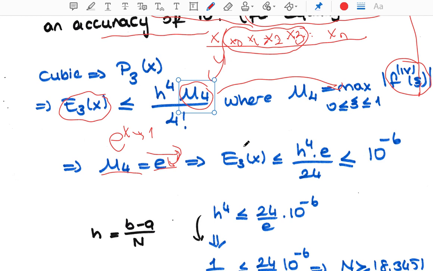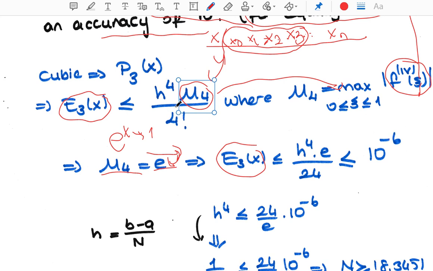Okay, go ahead now. We are writing that E3 from now on is less than h to the power 4, and we have deduced that M4 is e, so I'm writing e here, and 24 because of the factorial.